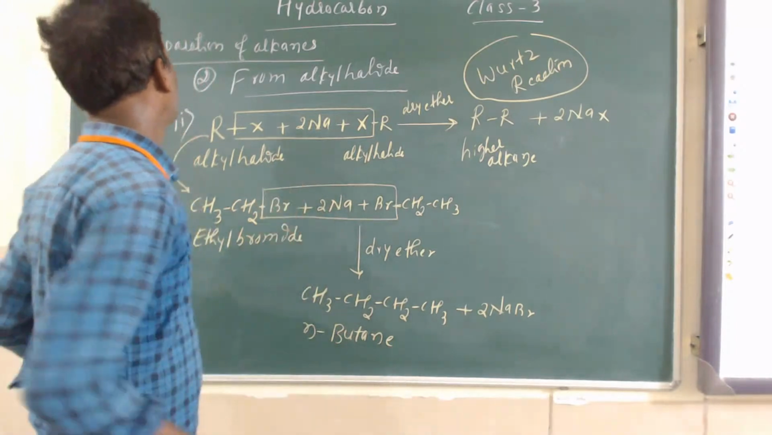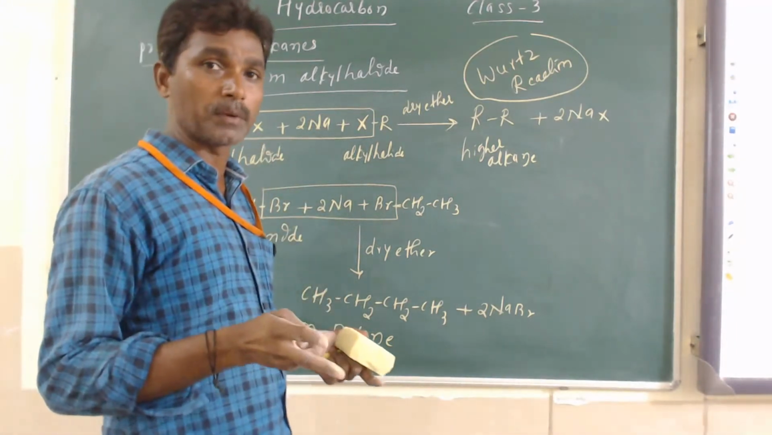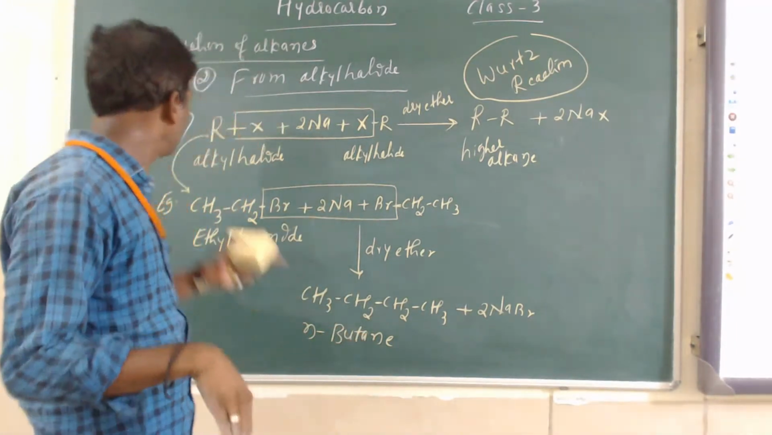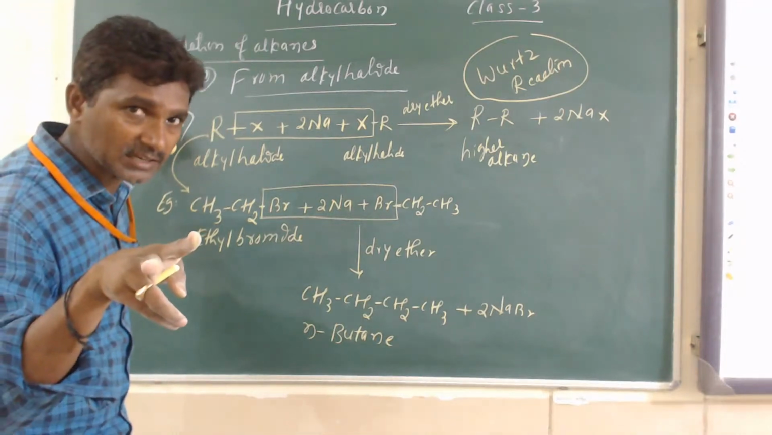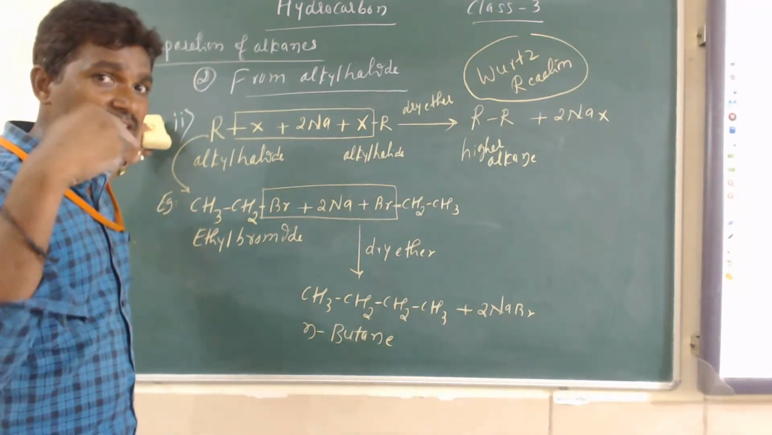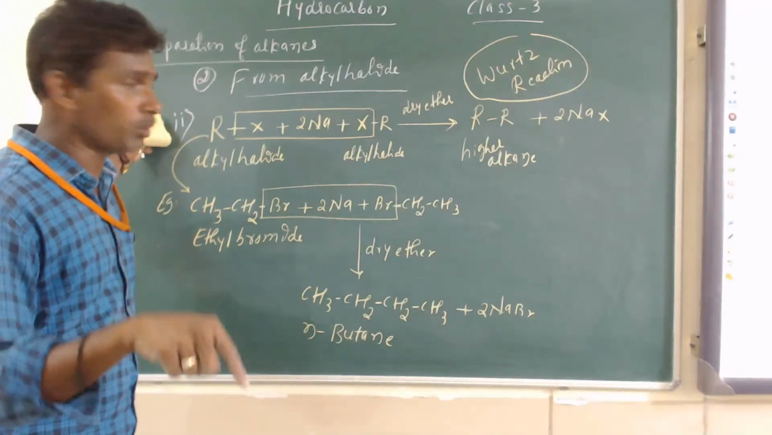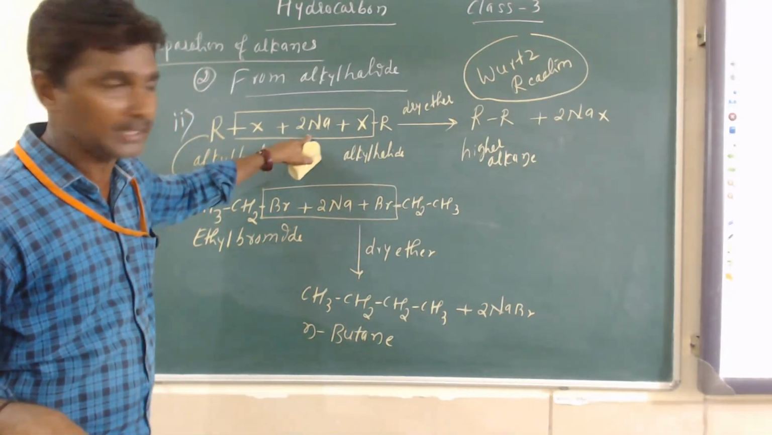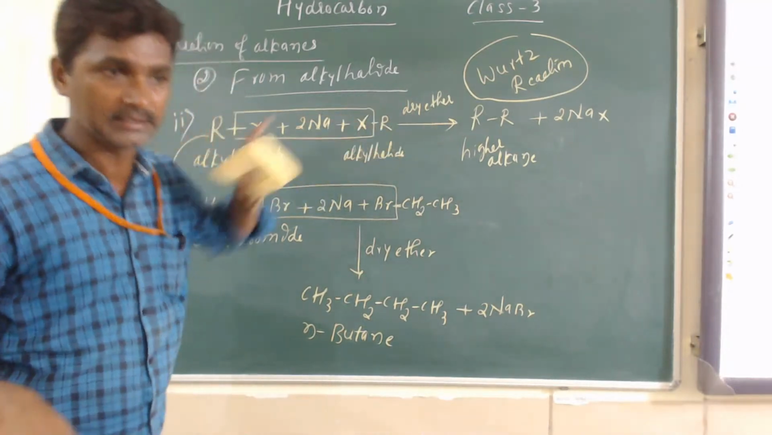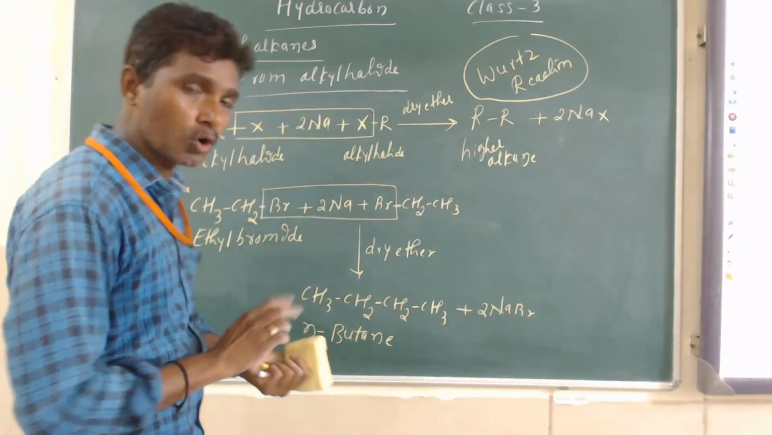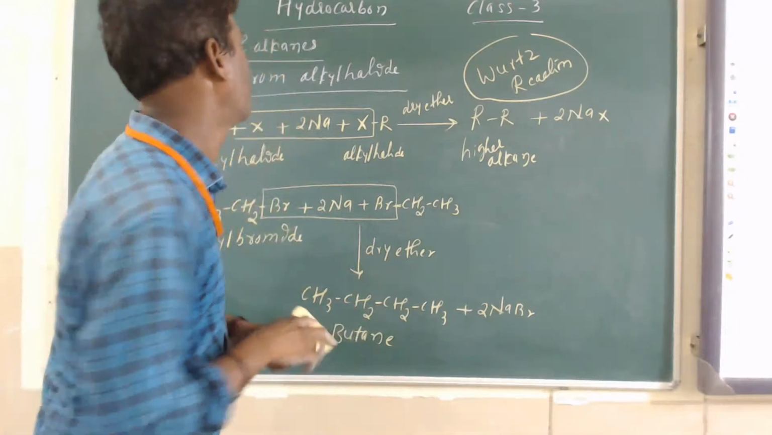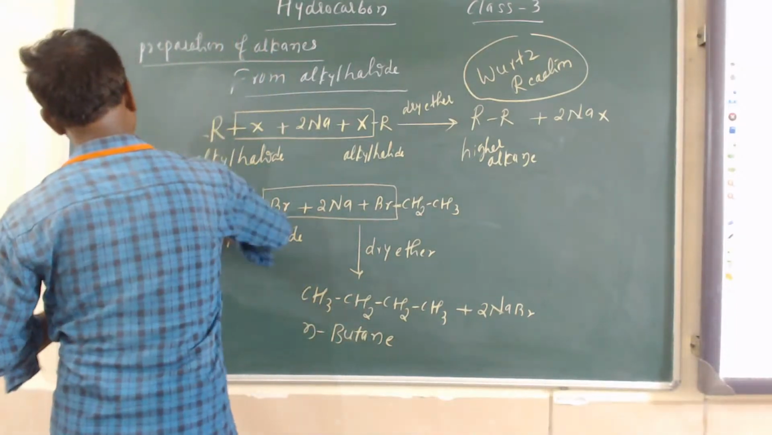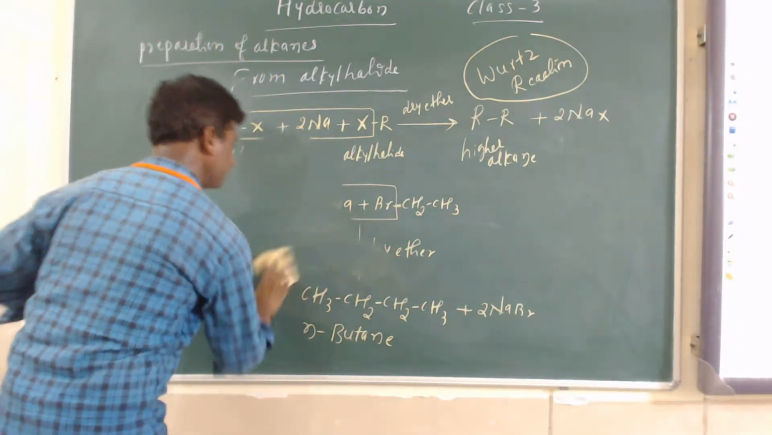So this is the second method of preparation from alkyl halide. The first reaction is reduction with zinc and hydrochloric acid. The second reaction is with sodium metal in the presence of dry ether. So two methods of preparation are over.